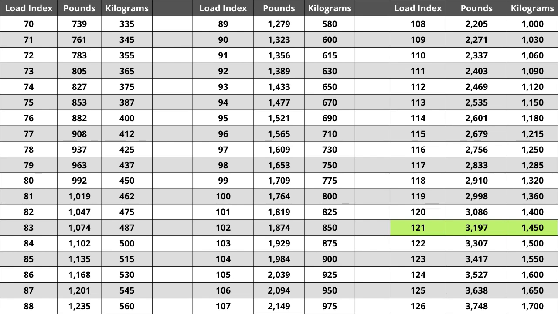So for the tire we are looking at today, the load index of 121 represents a weight capacity of 3,197 pounds. For my metric system using friends, that would be a capacity of 1,450 kilograms.